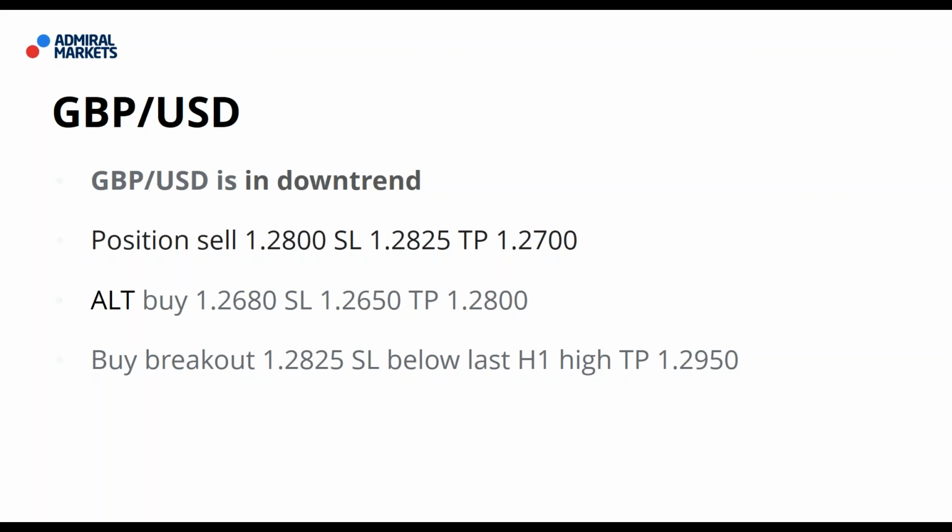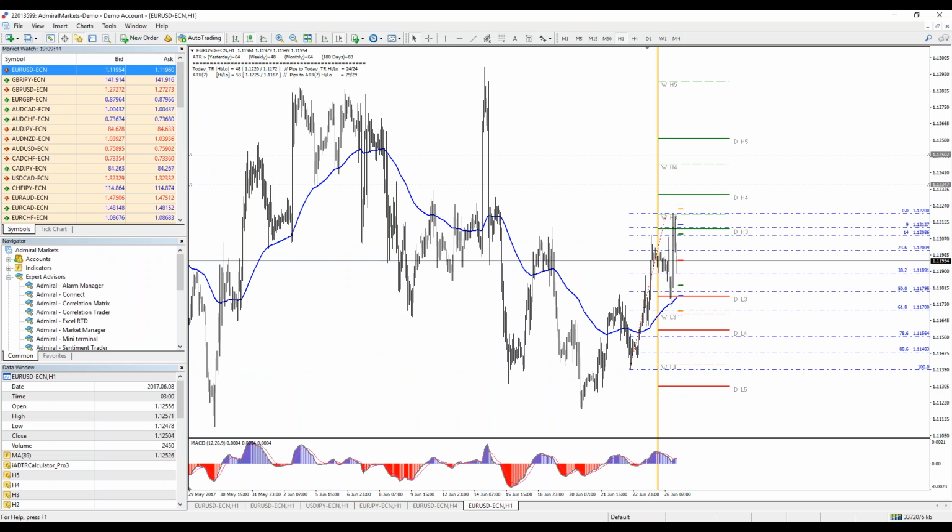Pound dollar is in downtrend. 1.2800 is a positional sell. Only 25 if you add a little bit of spread and a few pips more, that would be like 30 possible pips of a stop, but it's 28.25. TP 27. Buy is 26.80, stop 26.50, TP 28. And a buy breakout possible above 28.25 with a stop loss below the last 1 hour high and TP 29.50. This is the pound dollar.